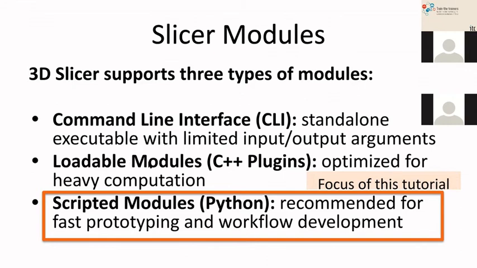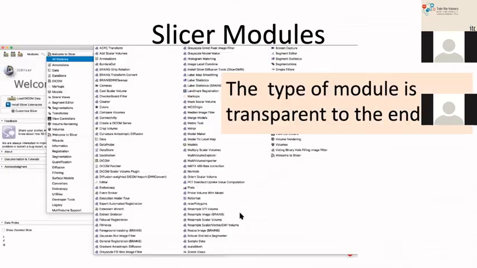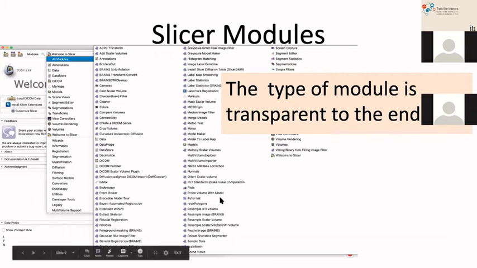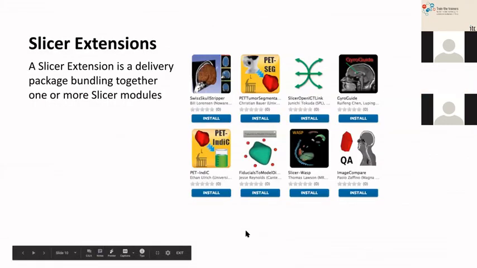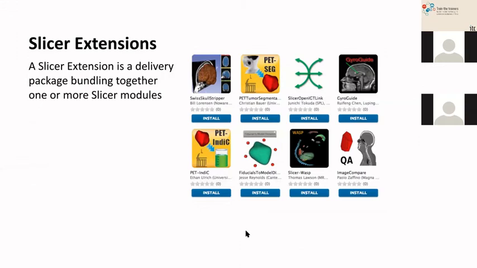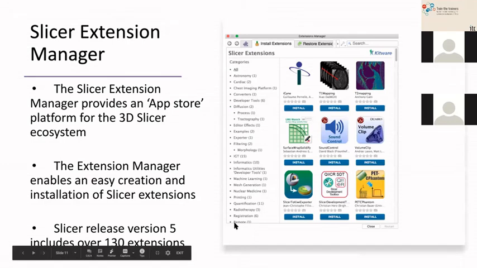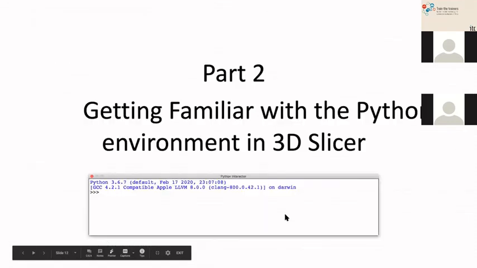There are also loadable modules, which are written in C++, but the third kind is what we'll focus on here, which are purely Python scripted modules. And when you use Slicer, you don't necessarily know which modules are implemented in which ways because they all expose a consistent user interface. Extensions we've talked about. Extensions in the end really are just collections of modules. That's just a grouping that we've chosen, but the module is the fundamental concept. And we've talked about the App Store extension manager already.